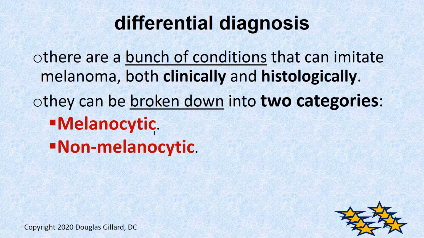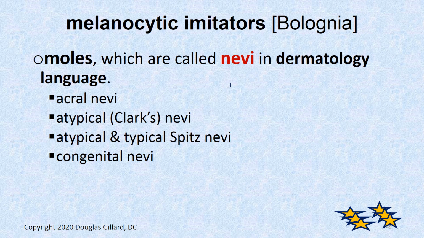Differential diagnosis: there's a bunch of conditions that can look like malignant melanoma. In fact, you can break them up into two categories: melanocytic and non-melanocytic. So let's take a look at the melanocytic imitators. These melanocytes, these are nevi, these are moles. So these are moles that can turn into mainly the nodular form of malignant melanoma. It's the acral nevi, the Clark's nevi, atypical and typical Spitz nevi, congenital nevi, and we'll talk about congenital nevi more. But these all can look just like melanoma.